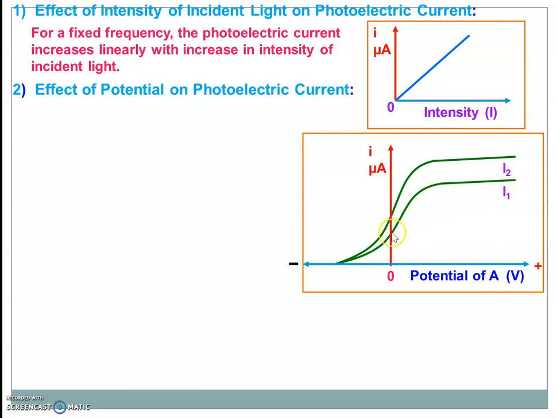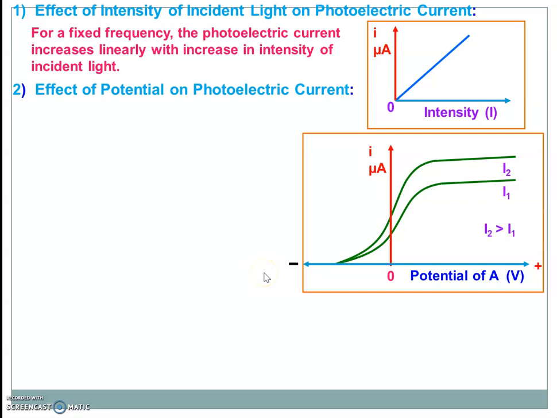But here what we are seeing is that without applying any potential, current is non-zero. Means at zero potential, this current is non-zero. At zero potential, at intensity I2, current is non-zero. It means there are some high energy electrons that reach the anode without being accelerated by this potential of anode.